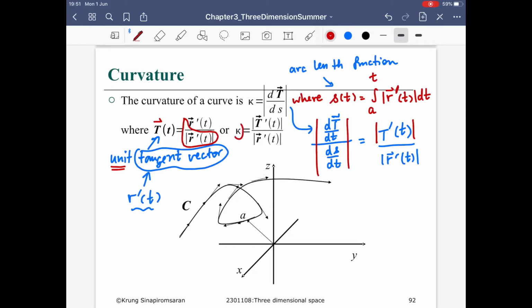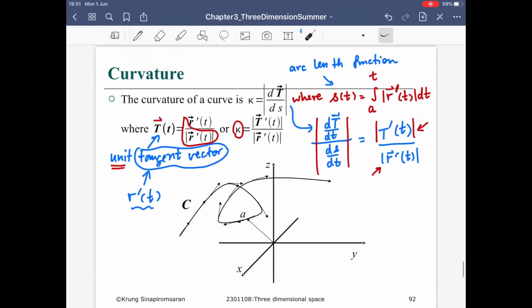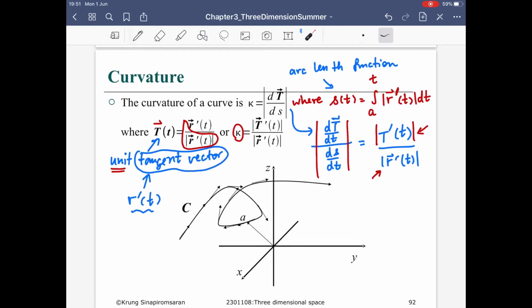So it means that your kappa, or the curvature, is the ratio between the magnitude of the derivative of the tangent vector over the length of your r prime. Okay, as you look at this one, it is still not that understandable. Let us go to another theorem first, because usually, if we are not forced to, we are not going to find the capital T prime.